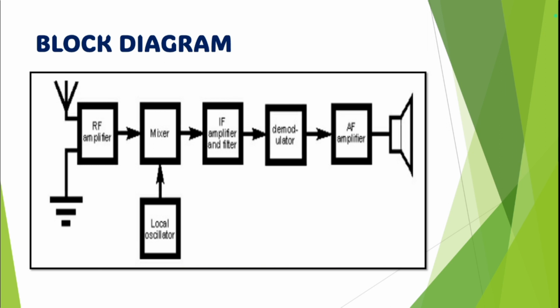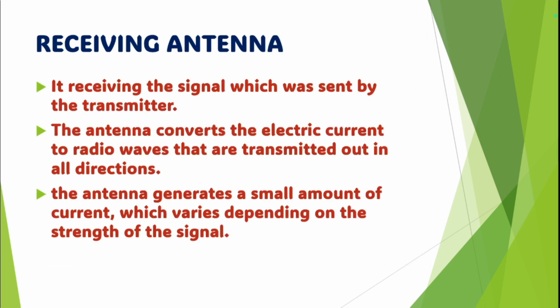This is the block diagram of the superheterodyne radio receiver. Here see the components: antenna, RF amplifier, the next block is the mixer, then IF amplifier, demodulator, audio amplifier, and the last one is the speaker. Let's discuss them one after another. The first component is the receiving antenna.